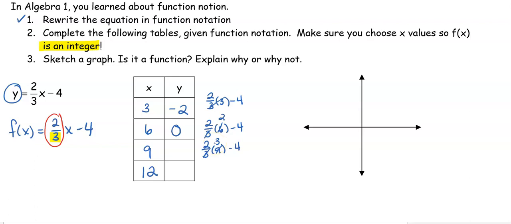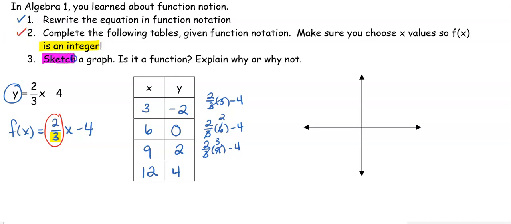2 times 3 is 6. Minus 4 is 2, and maybe you notice the pattern. I'm going up by 2 every time, so maybe you don't even want to plug it in the last one. You know what it is. So step 2, done. Our last one, sketch the graph.